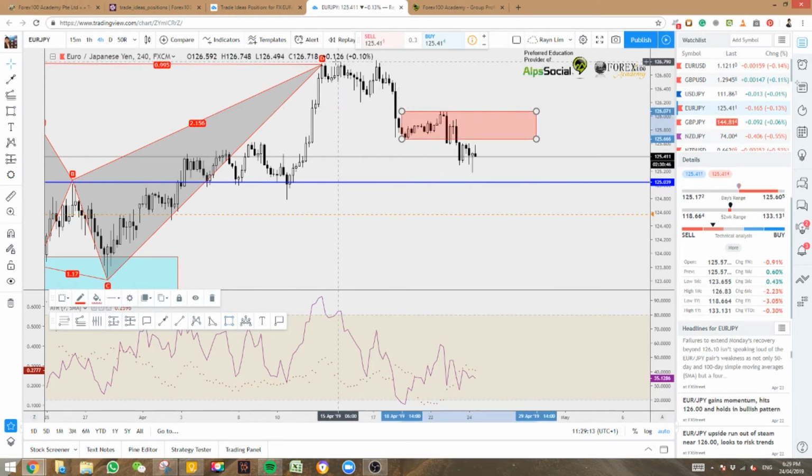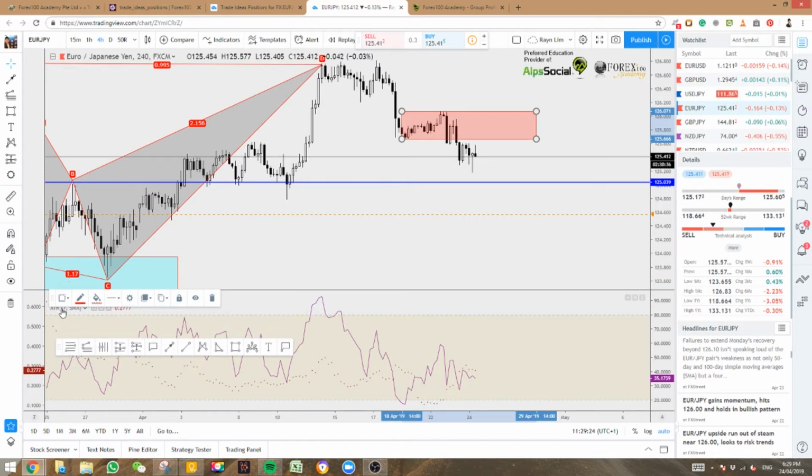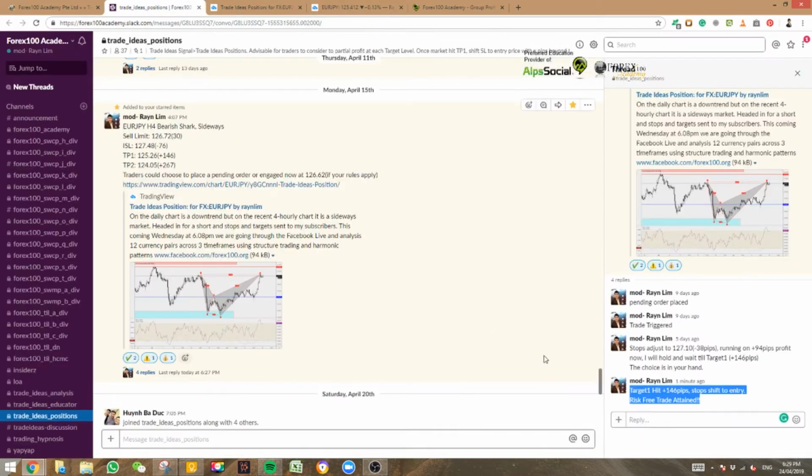Can I shift my stops to this level, 12630? I can. In fact, I can. Okay, stops shift to 12630.